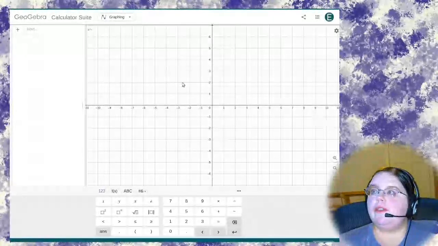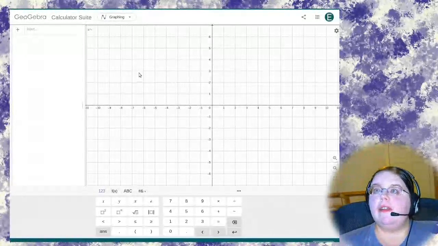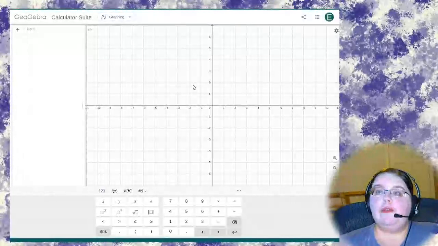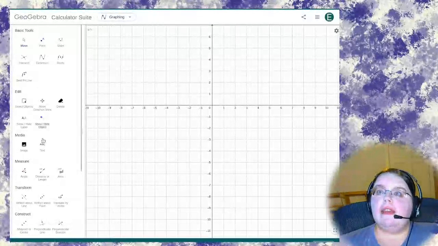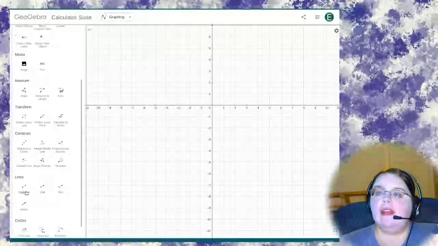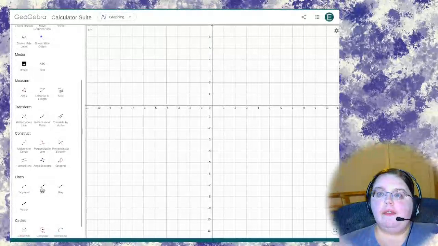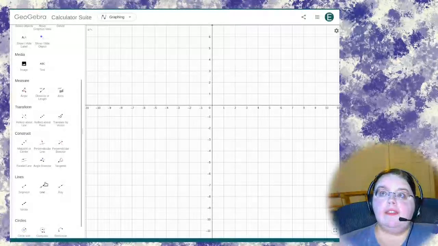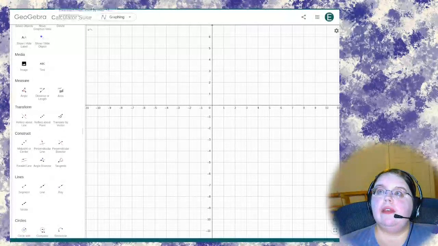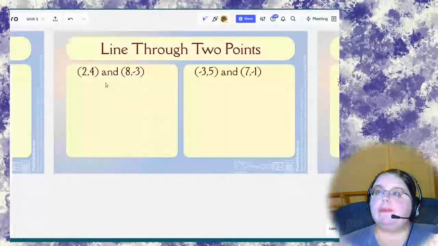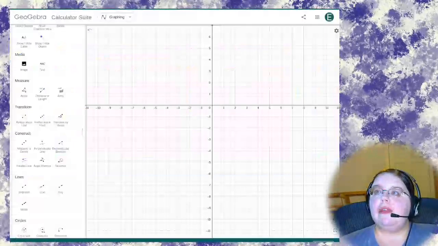If you're using the GeoGebra graphing calculator and you plot 2 points and then use this line tool to draw a line through those points, in the background, it's doing all these calculations for you. So let's take a look at an example. Let's look at a line through (2, 4) and (8, -3).